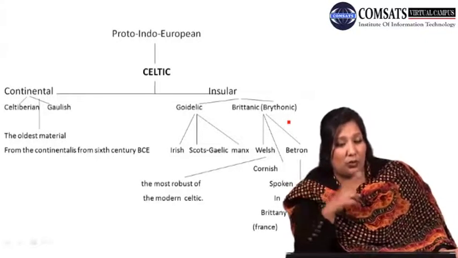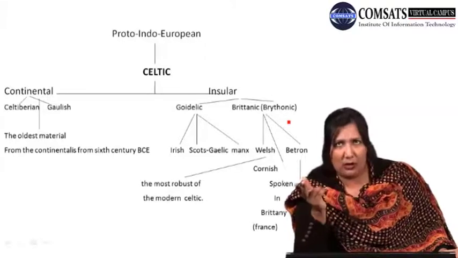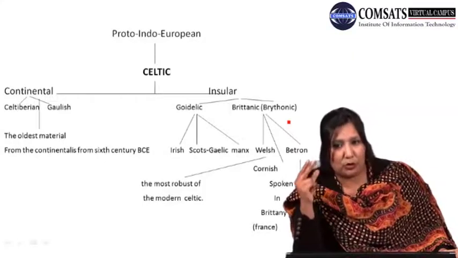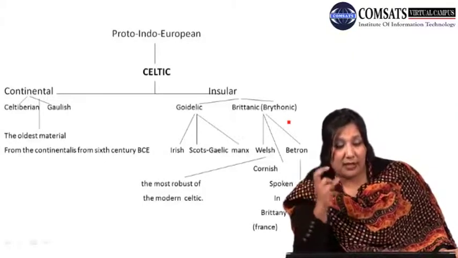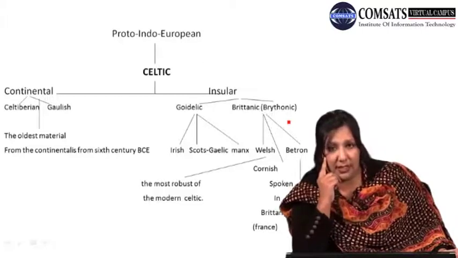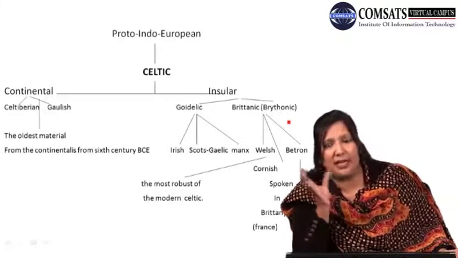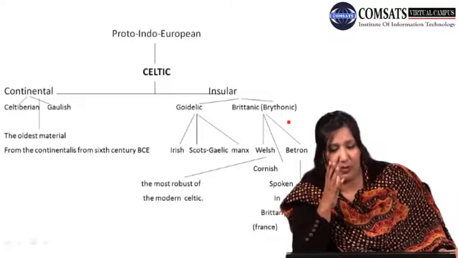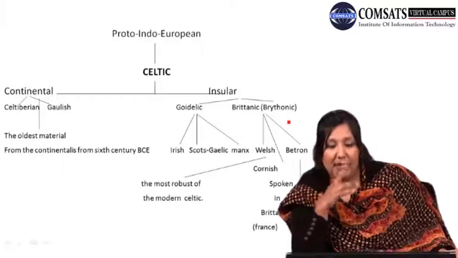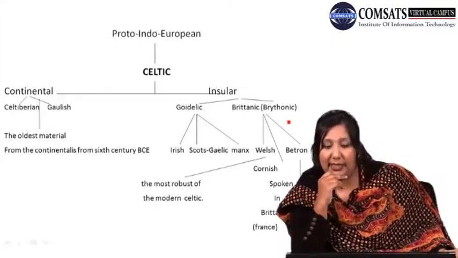They are the two languages, the Celtic language, although a very important branch of the Proto Indo-European family tree. Still, this is one branch, that is Continental. It was the oldest material that was available in that language, so it comes from at least the 6th century BCE. Now comes the second branch, that is insular.